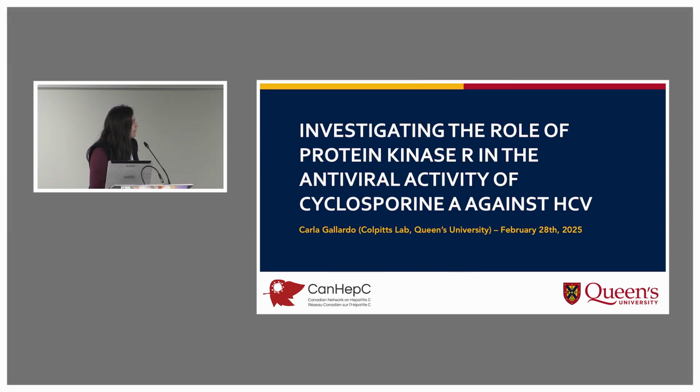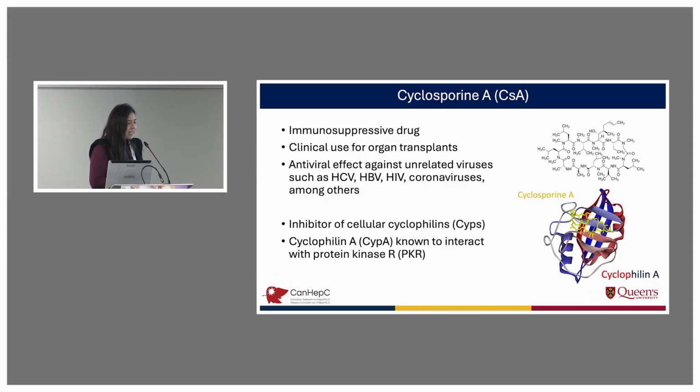Today I'll be presenting "Investigating the role of protein kinase R in antiviral activity of cyclosporine A against HCV." Cyclosporine A is an immunosuppressive drug that was originally used clinically for organ transplantation, until it was discovered that this drug, over there on the right, has an antiviral effect against unrelated viruses such as those.